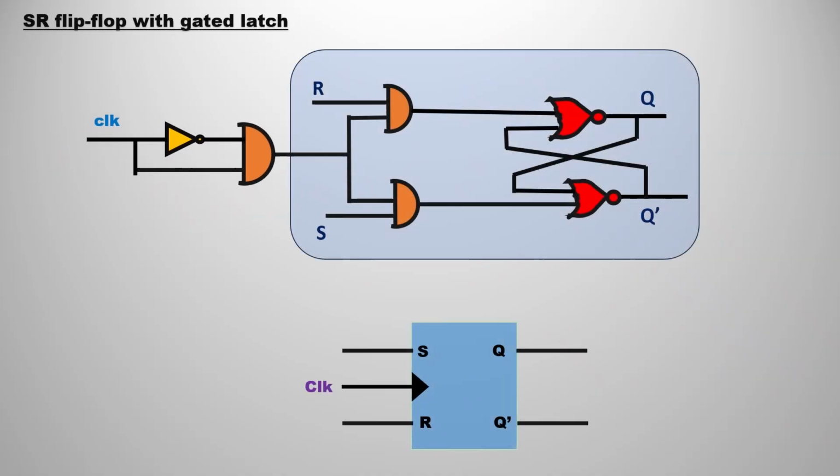Attach that small circuit to the gated SR latch. Then you are able to construct the SR latch with the help of the gated latch. So this is finally the SR flip-flop, you can say.